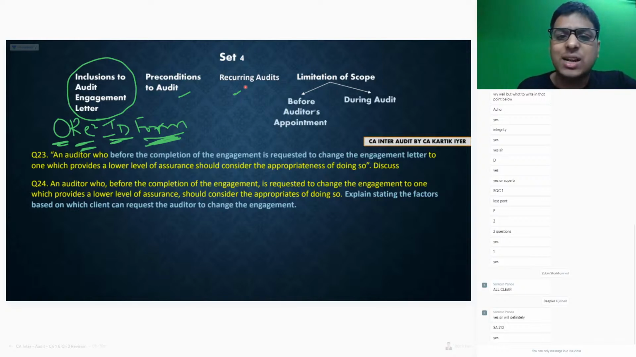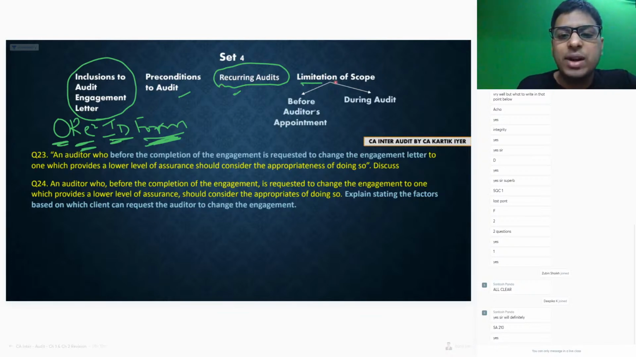Recurring audit is basically, generally when we do the audit in the next year, we don't change the engagement letter. But in certain scenarios, we change the engagement letter, and those are given in this recurring audits answer. Okay, very, very important answer.